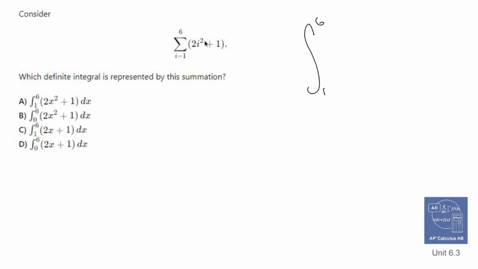And since I have 2i squared plus 1, it's going to be magically transformed into 2x squared plus 1, and we'll put that in parentheses, and you always attach a dx to the end. So in this case, this guy is going to look like a.